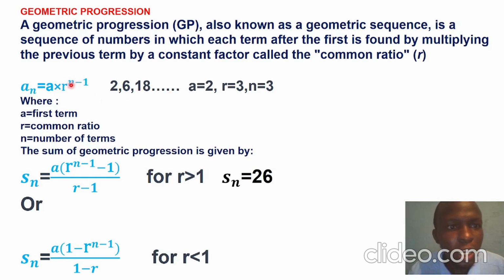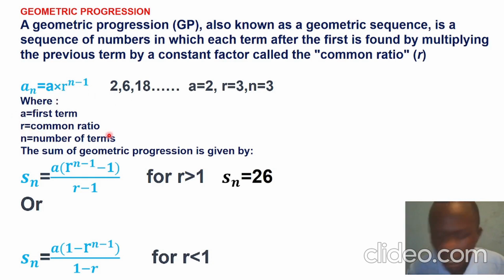Let's say, for instance, we want the third term. So 3 minus 1 is 2, and r is 3. So 3 squared is 9. 9 times this 2 is 18. That's how we get 18. Now, you can even get the 50th or 100th term using this particular formula. You can see that the symbols are already defined here.